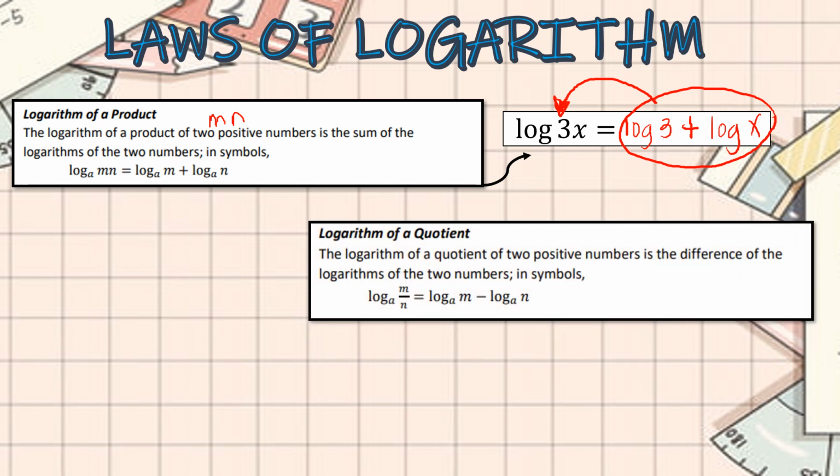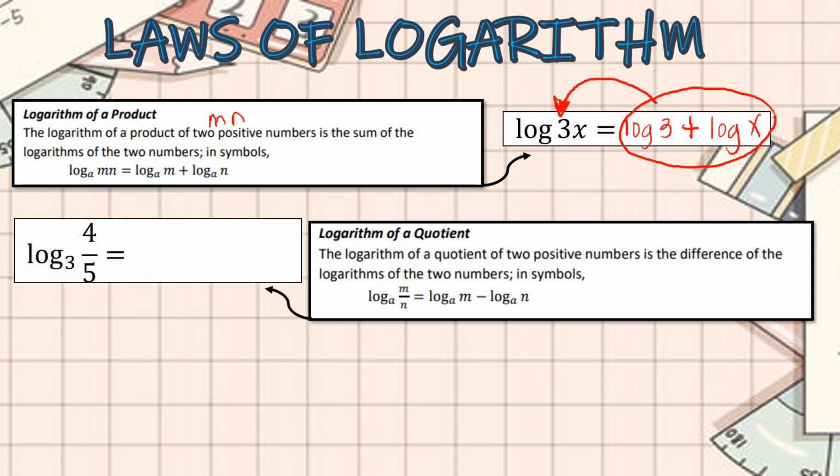Okay, next, the logarithm of a quotient. So, the logarithm of a quotient of two positive numbers is the difference of the logarithms of two numbers. So, dito naman, kapag nagdi-divide naman tayo ng two numbers, pwede mo siyang isulat as the difference of the logarithm of two numbers. Subtraction naman.